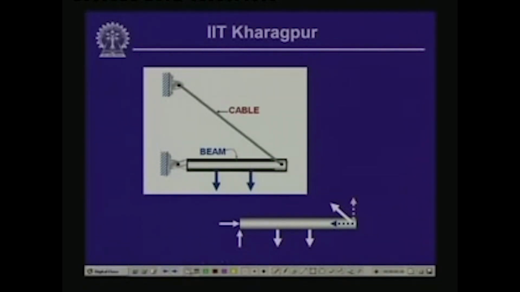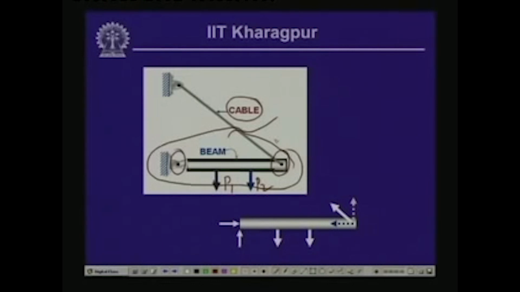Here you see this beam member is hinged, or pinned, at this particular end, and at this other end it is connected with a cable. Now, the member is loaded in the transverse direction, let us call the loads P1, P2 and so on. Now, if we take a cut in this cable and take the free body of this particular part, the end reactions will be represented by the horizontal and vertical reactive forces.